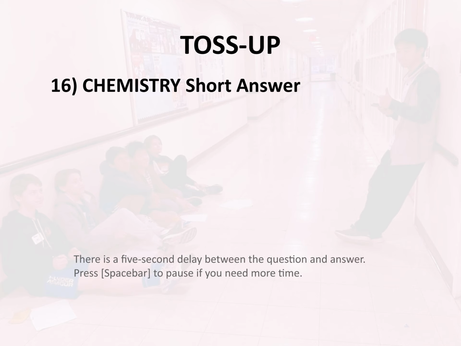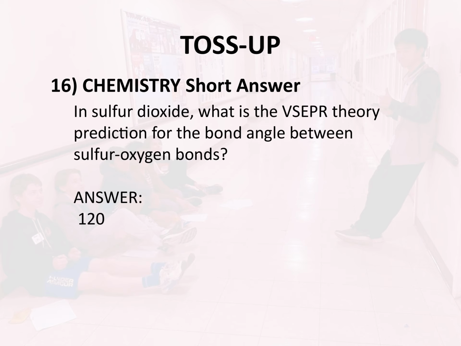Toss-up 16. Chemistry. Short answer. In sulfur dioxide, what is the VSEPR theory prediction for the bond angle between sulfur-oxygen bonds? Answer: 120.